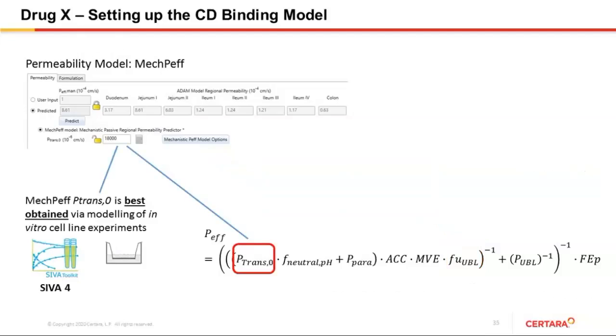Key input to this model is P-trans 0, and this is best obtained from modeling of in vitro cell line experiments. And these tools will be available in the next version of Simcyp, due out later this year. So you'll be able to estimate P-trans 0, which is the key input to the models.